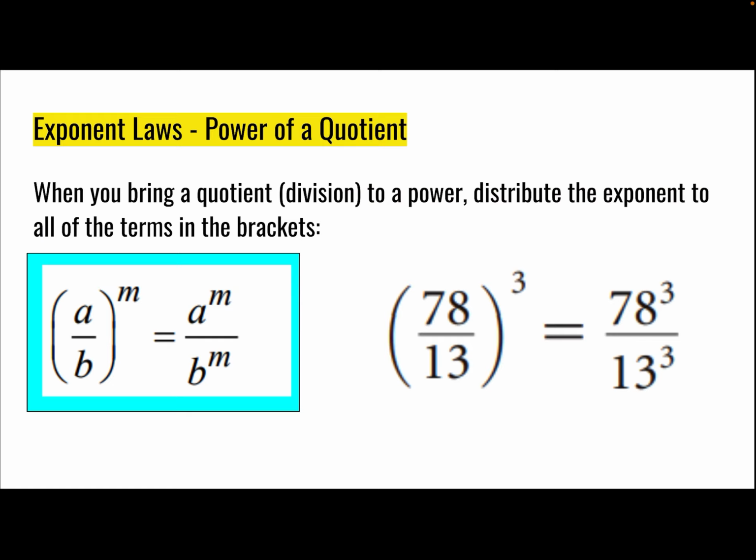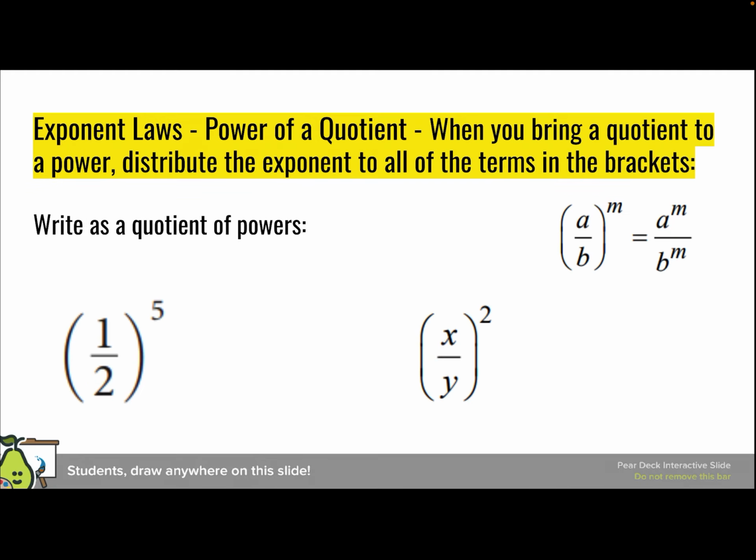So if I have a over b to the m, it's like a to the m divided by b to the m. I've distributed that m to both of the terms in that quotient. For my example, 7 over 13 to the third, I get 7 to the third over 13 to the third. So that 3 just gets attached to both of those terms in the quotient.